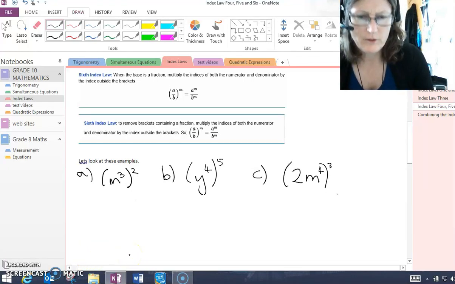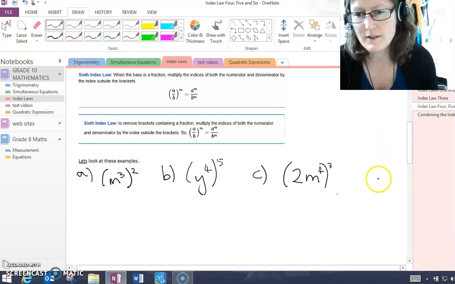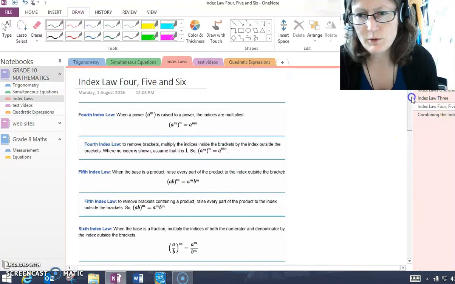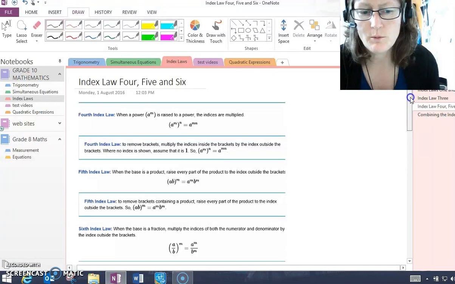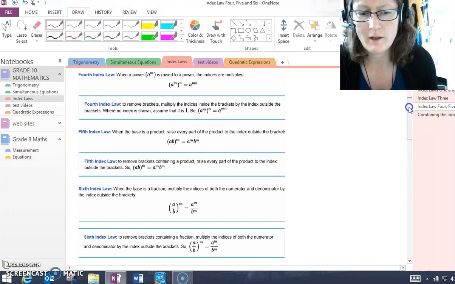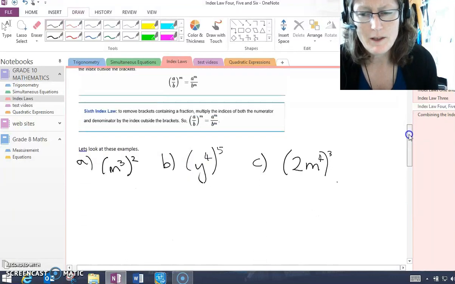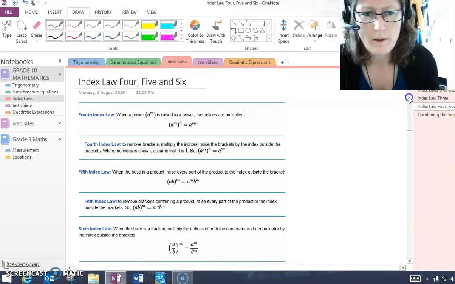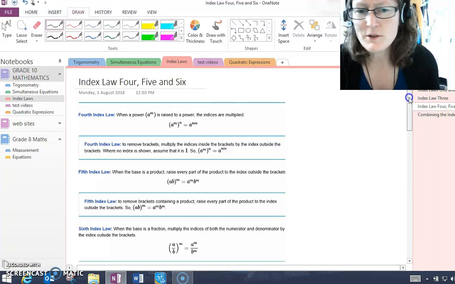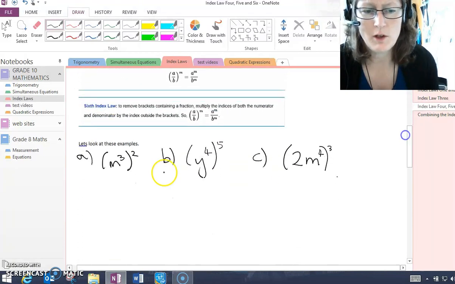Okay, now a revision of index laws 4, 5 and 6. I've copied the actual laws from your textbook, and it'd be really good to read through those laws before we continue on, so you could pause the video for that and read through the laws. Basic summary: when a power is raised to a power, the indices are multiplied.